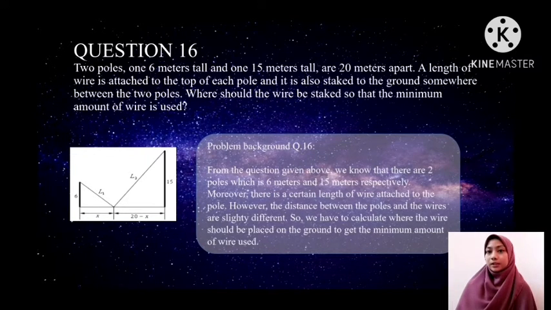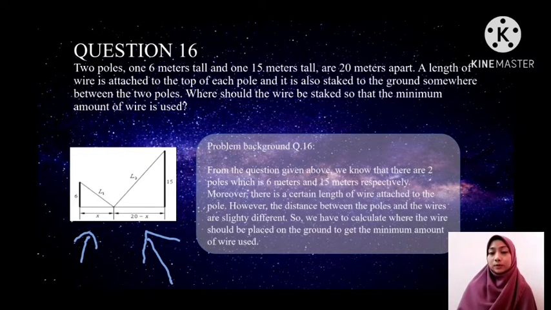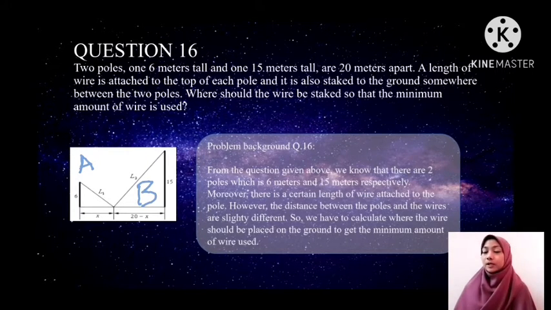Before we start answering this question, we have to look at and understand the diagram and the information given first. As you can see in the diagram, there are two triangles, one with a small size and one that is larger. I am going to label the small one as A and the larger one as B to make my explanation easier to understand. There are two thick lines at the side of each triangle which represent the poles. The length for pole A is 6 meters while B is 15 meters.